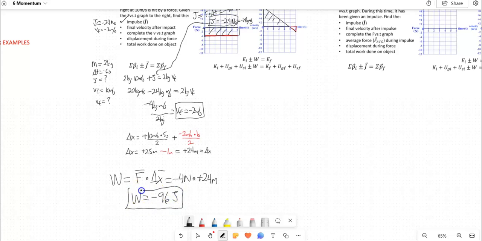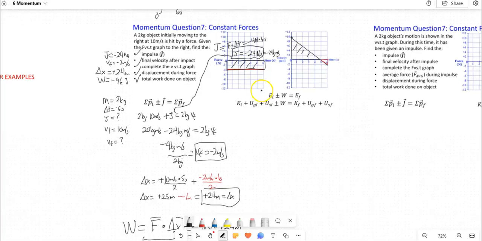All right. So technically we have finished the problem, okay? We've figured out displacement, which is positive 24. We have work done. We completed the velocity versus time. So work is equal to negative 96 joules. Displacement was positive 24 meters.